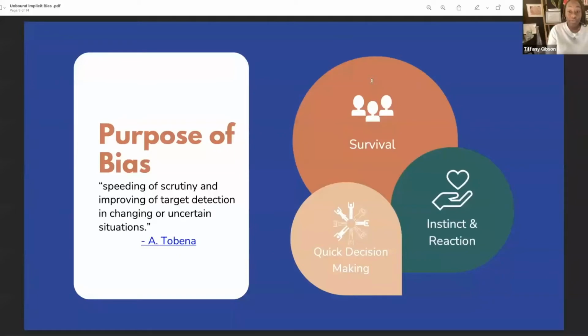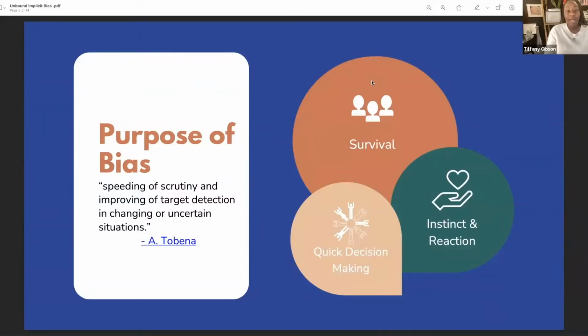And that can be useful in survival. It's for you acting on your instinct and having a reaction to something immediately. And again, it's for quick decision making. So if I saw a pit bull running down the street towards me, because of the societal connotation of what pit bulls are, vicious dogs, according to the world, my immediate thought, my bias, my unconscious self is going to say, run. But that dog really could be the most friendly pet on the block.